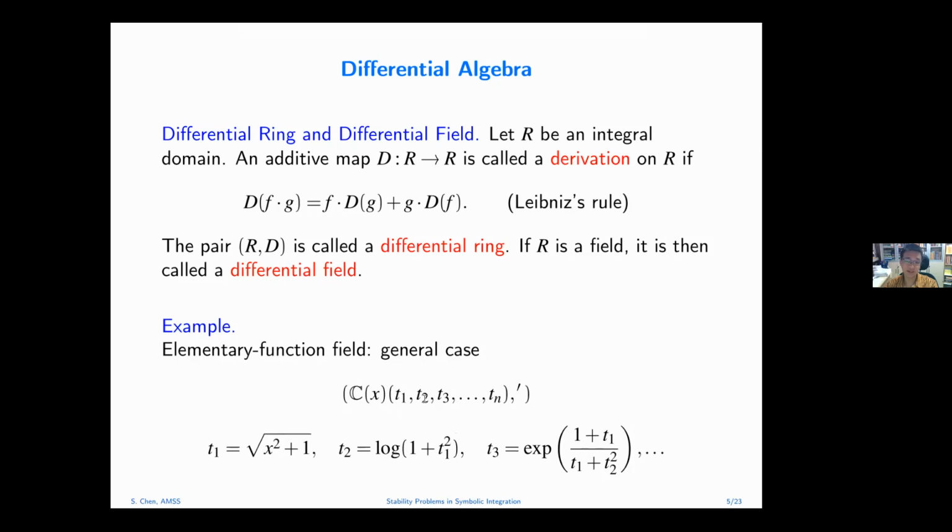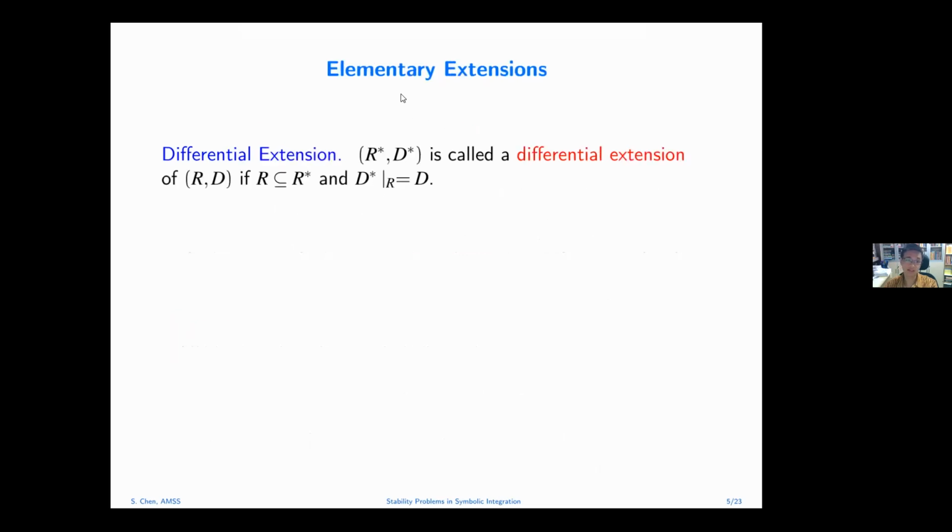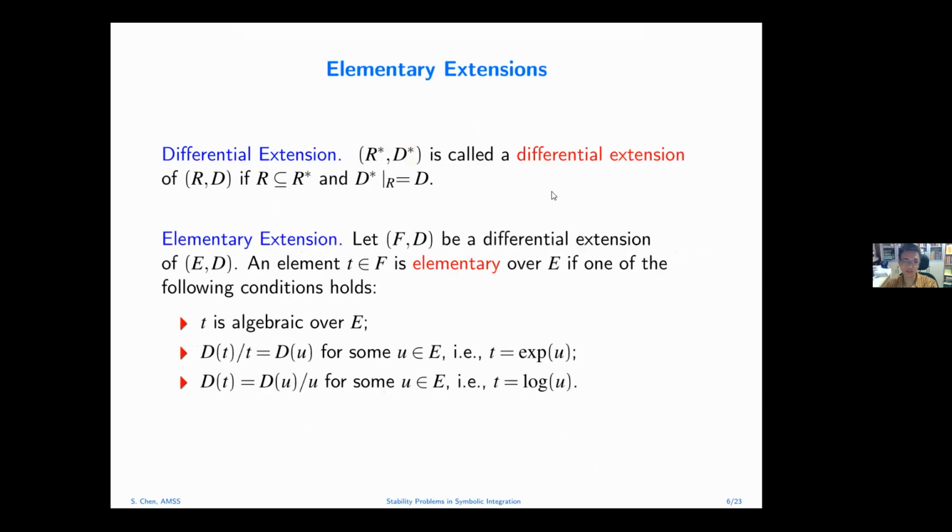And more generally, in field theory, we have a field extension, and then you can extend the derivation from the smaller field to a bigger field. And this is exactly the so-called differential extension. This is a very natural definition: just the usual field extension, but you should also extend the derivation. When the derivation is restricted to the smaller ring, it becomes the derivation on the smaller ring. Then this is the differential extension of the differential ring R.